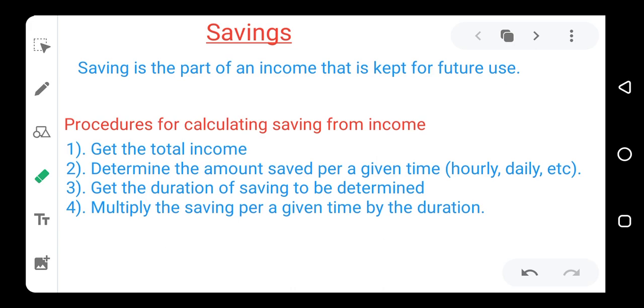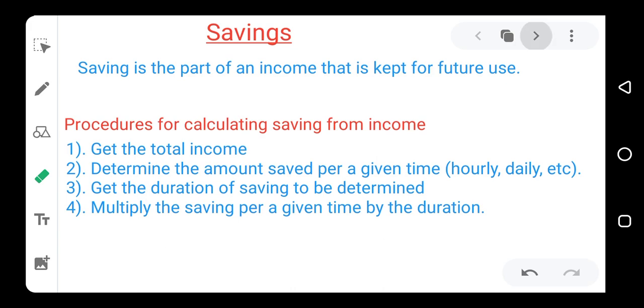Then you try to get the amount that is saved, maybe daily, weekly, hourly, monthly, or any other way that the money is saved. Then you get the duration that you want to determine how much you would have saved by that time. Maybe in 2 months, in 4 months' time, what would have been saved? In 6 months' time, how much would have been saved? Then you multiply the amount that is saved by the duration, and that will give you the savings for that duration.